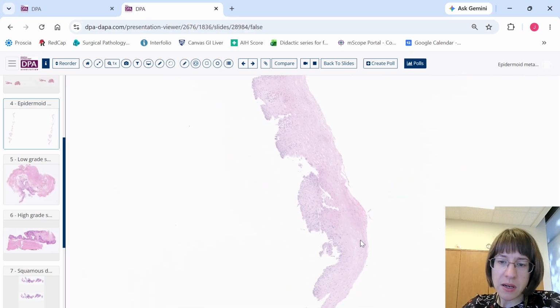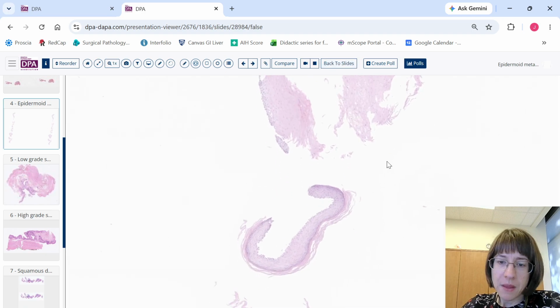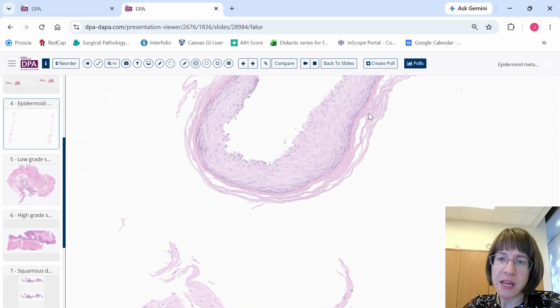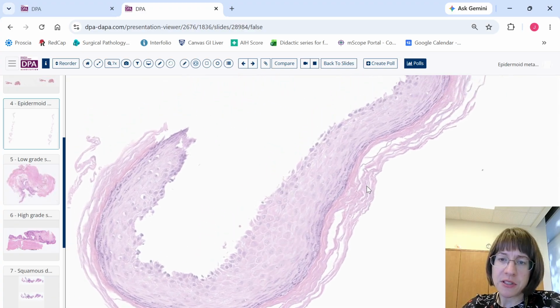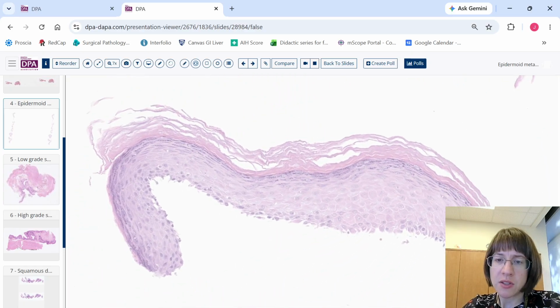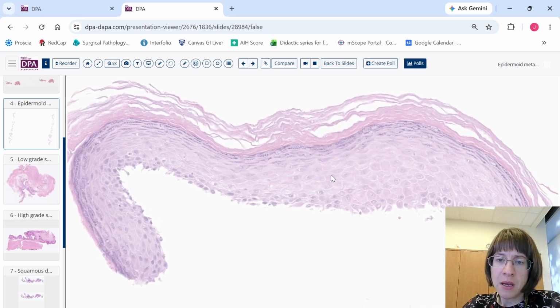So as I go along here, I get to a piece that looks different at low magnification over here. We're going to go to higher magnification. And really the thing that looks different to me is the way the surface looks. We're going to turn this so that the surface is at the top of the slide.